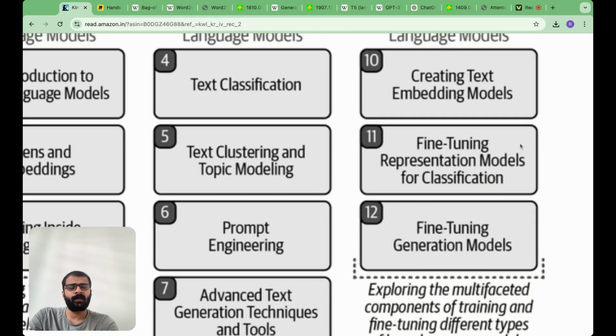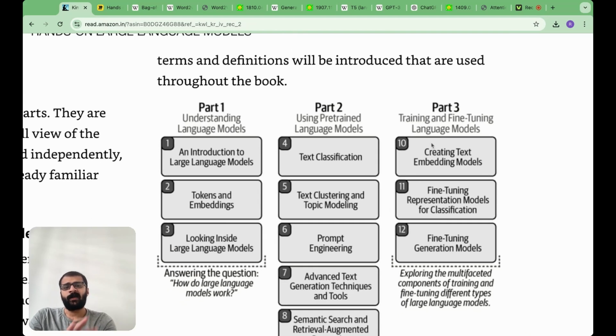There is a part 3 over here in which three things are covered: creating text embedding models, fine-tuning representation models, and fine-tuning generation models. There is a difference between representation models and generation models, as we'll be covering subsequently in these lectures. But for now, just know that we'll be exploring fine-tuning in the third part of this lecture series. And in the second part, we'll see how to use pre-trained models for performing several applications. Fine-tuning is another training stage which is built on top of pre-training. That's equally important, but we should know when to use a pre-trained model and when to use a fine-tuned model.